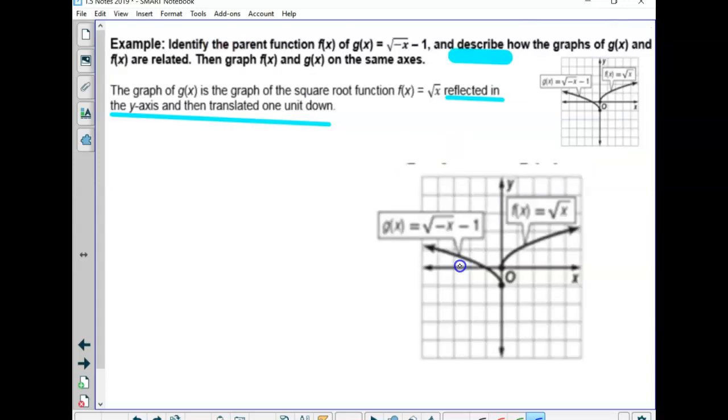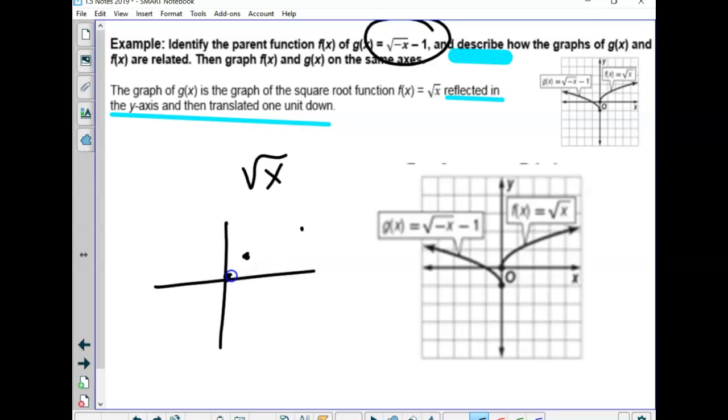All right, so this is an example that you have on your paper, and it wants you to describe what is the parent function of this. Remember we did parent functions yesterday? What's the easiest? Yeah, the parent is just the square root of x, which would go through 0, 0, 1, 1, 4, 2, looks like this, okay?